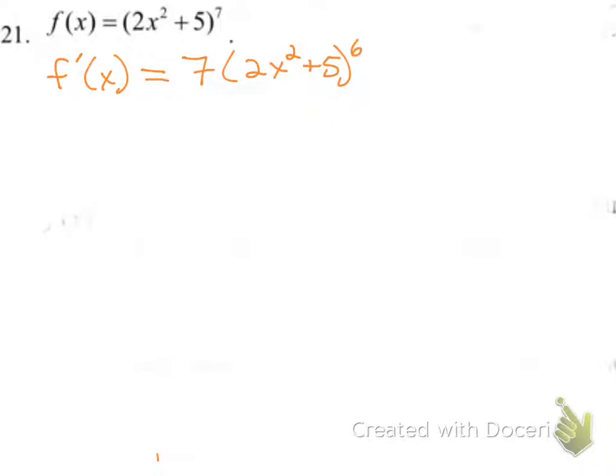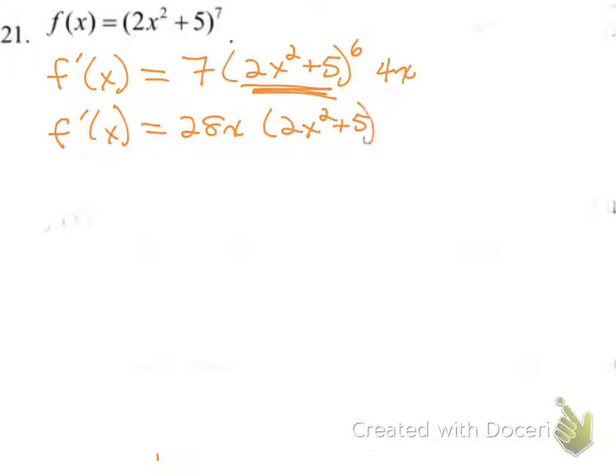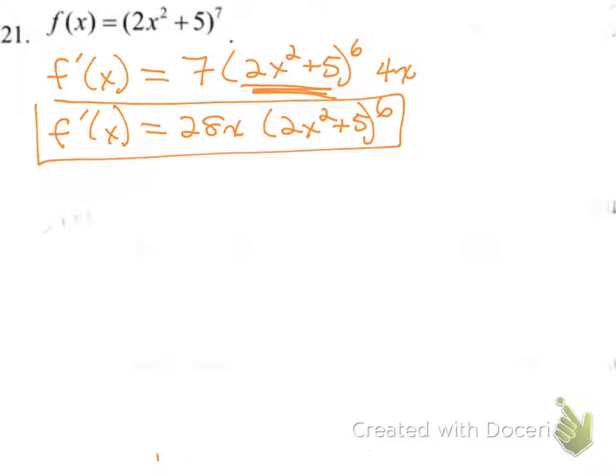Now you need the chain rule of the inside. So take that derivative and you get 4x. So therefore, f prime of x equals, combine the 7 and the 4x by multiplication, and you get 28x, and then you have a 2x squared plus 5 raised to the sixth power, and that is your final answer. Okay, on the next slide, we'll do 22.